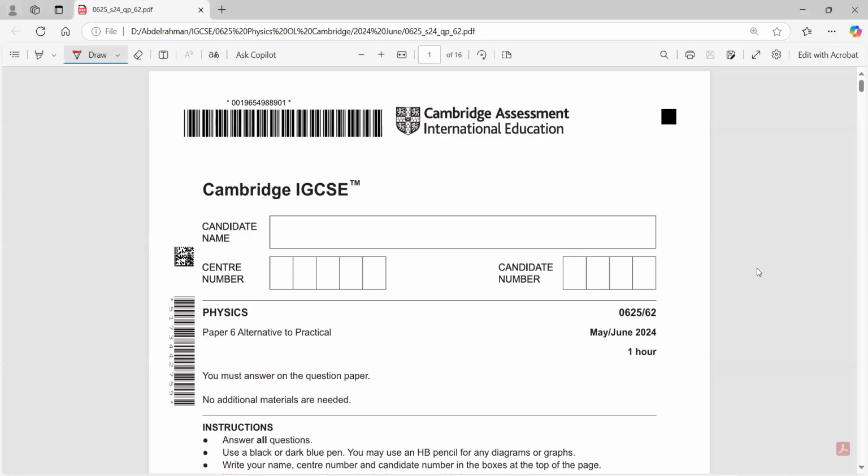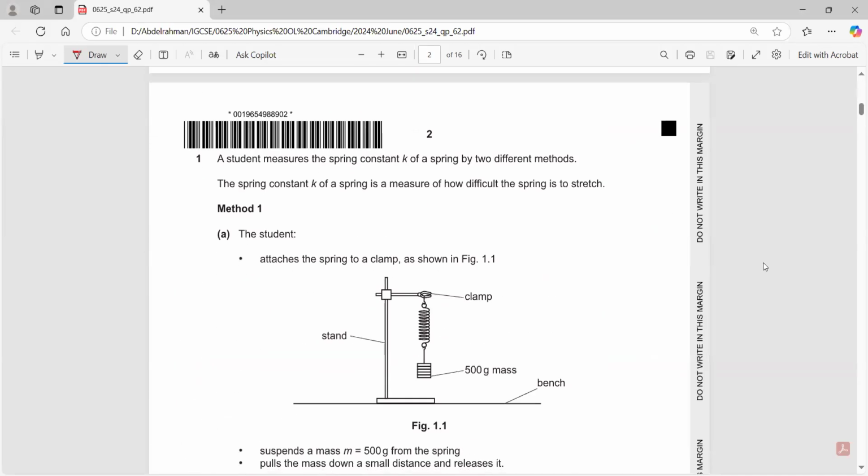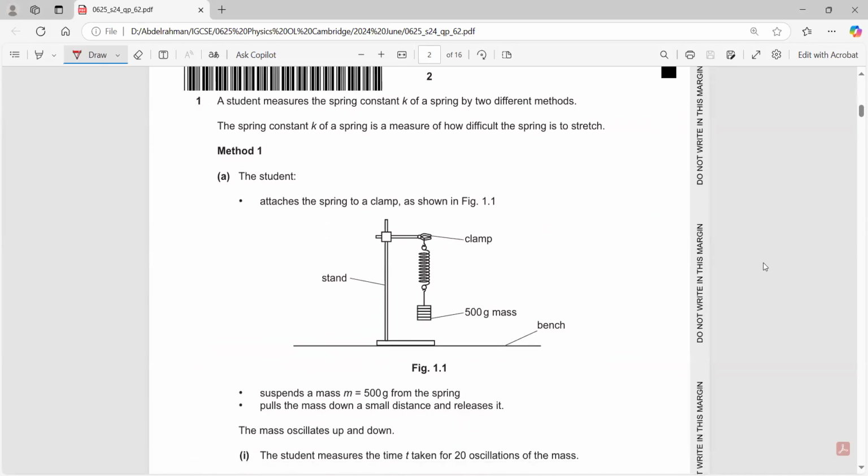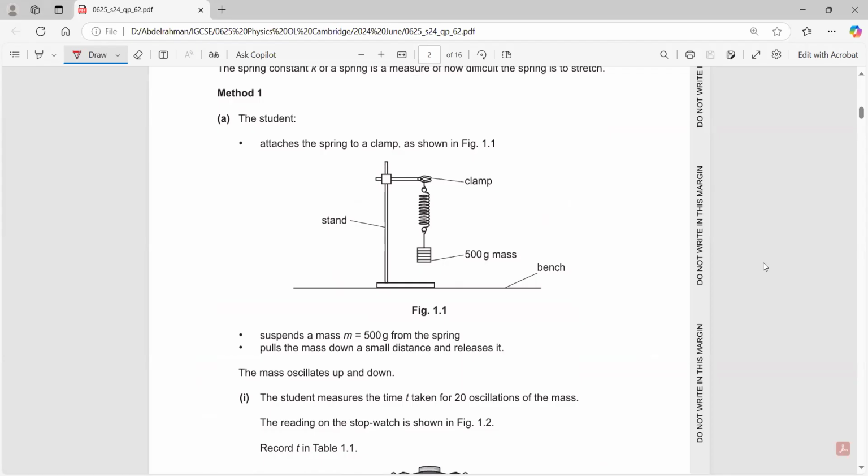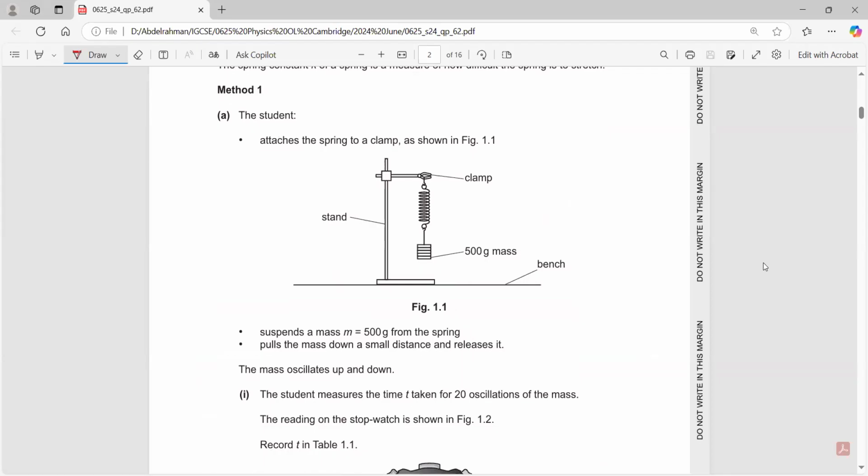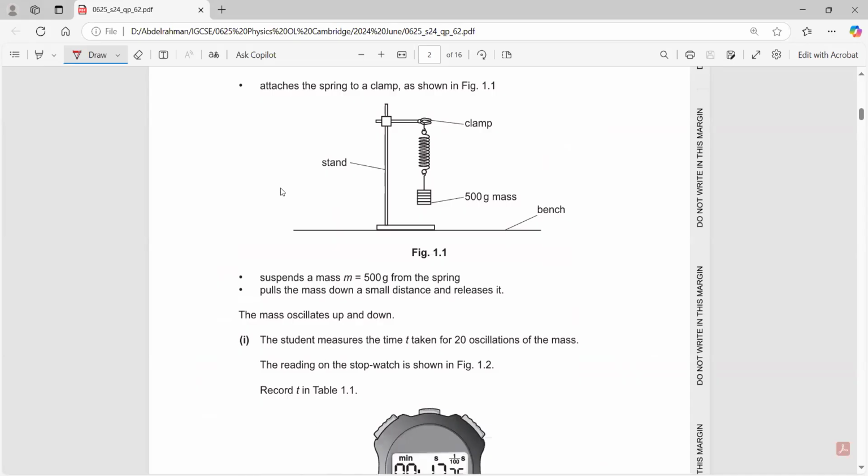Okay, May/June 2024, paper 6, variant 2. Question 1. A student measures the spring constant K by two different methods. Method 1: he attaches the spring to a clamp as shown. The mass oscillates up and down.